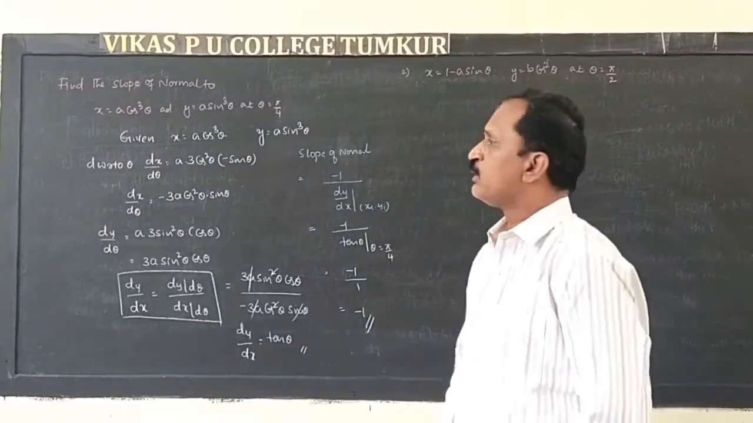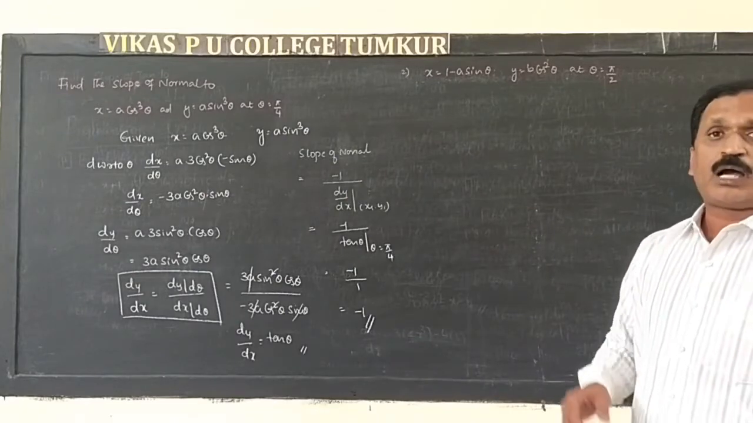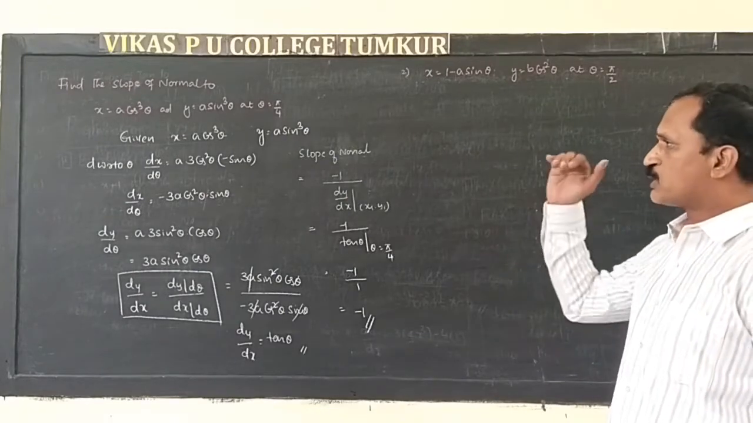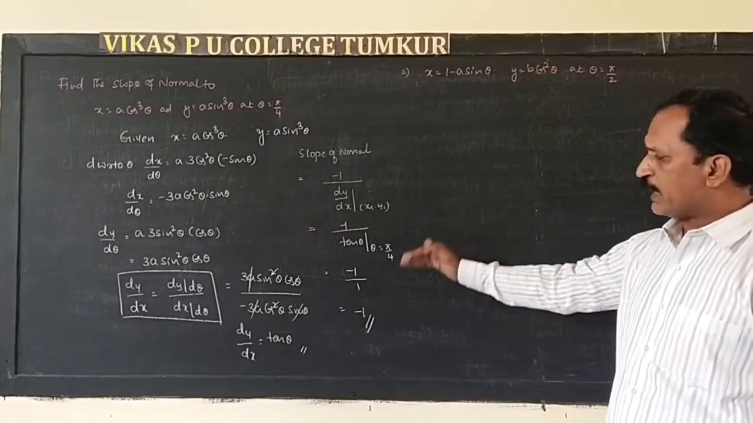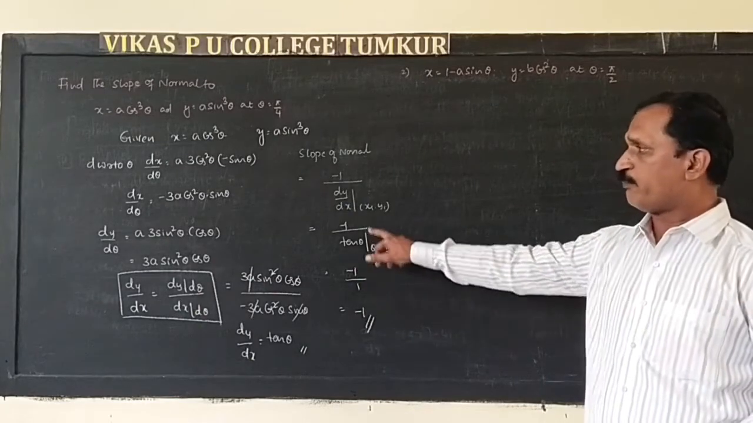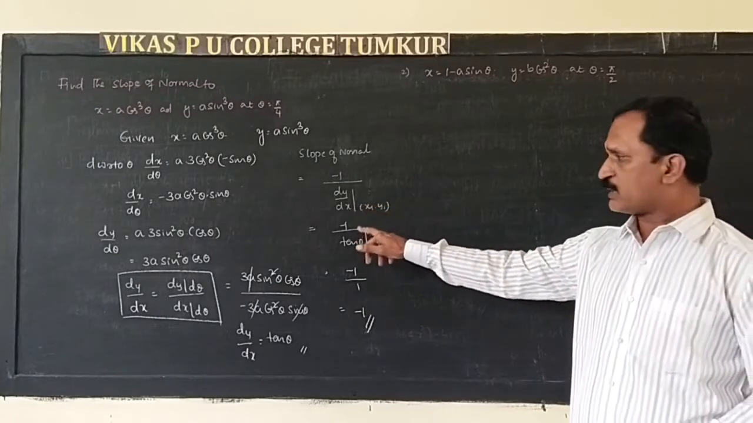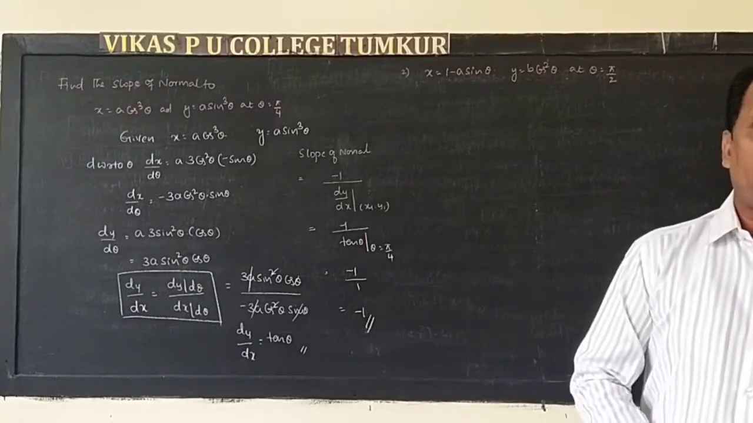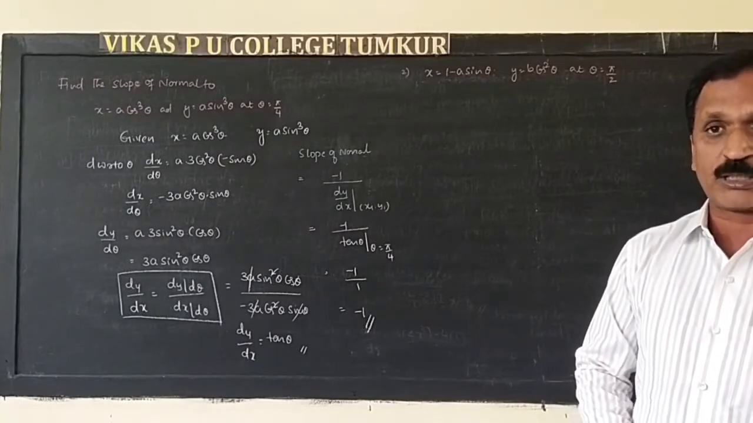Got it? So when I have the parametric form, what do I do? I differentiate with respect to the parameter and then find dy by dx, then get the slope of normal as minus 1 by m, that is, minus 1 divided by dy by dx at the point x1 comma y1. Got it? So shall I look at one more problem? Another problem. Okay.